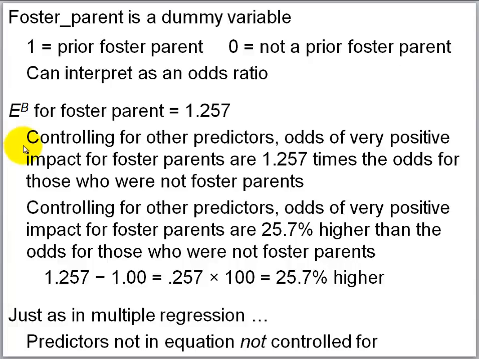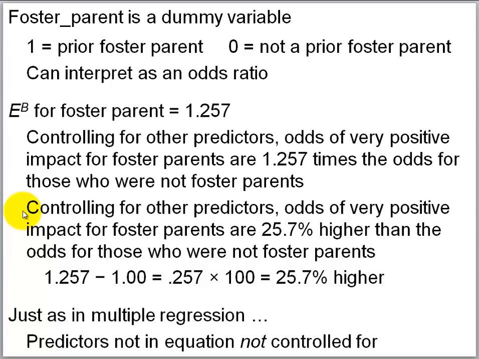Now we can make that interpretation because foster parent is a dummy, and to be more specific, we can make that interpretation because the values connected with these categories differ by 1 unit. We might want to interpret the coefficient for foster parent in terms of percentages. Thus, controlling for other predictors, odds of very positive impact for foster parents are 25.7% higher than the odds for those who were not foster parents.